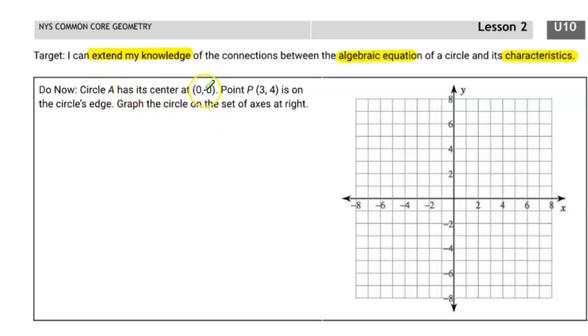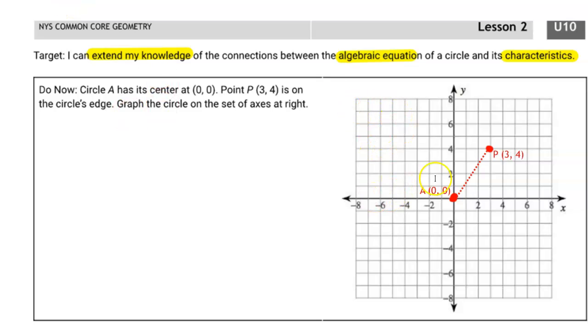So the center is at 0, 0. So we know that this point here, 0, 0, is now point A. Point P, which is 3, 4, is on the circle's edge. So let's graph the circle on the set of axes at right. I'm not going to make you wait for this. I'll just do it and you do it on your own paper. Okay, we have the circle A with its center here, and point P is over here. Let's label those points actually.